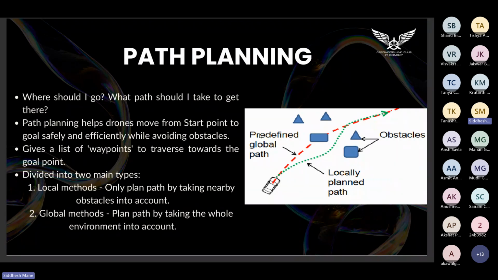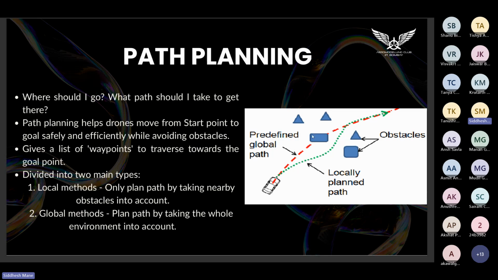Path planning is basically divided into two types. First is local methods, and another is global methods. In the global method, we give the drone the map of its surroundings. Say we gave a drone a map of its surroundings, then the drone finds its best path to reach the goal. You see here the red color line. This is the global path.